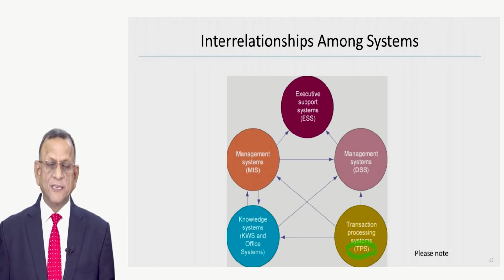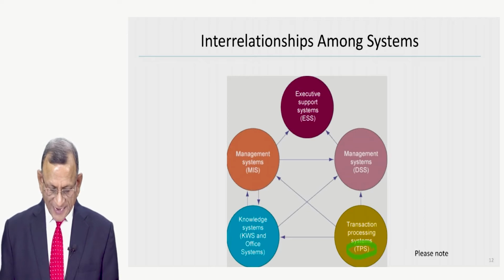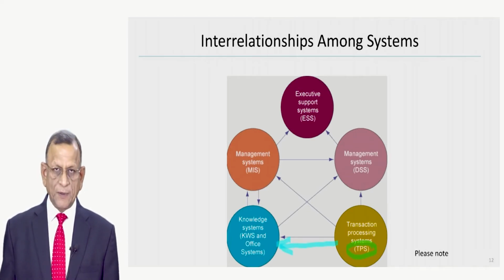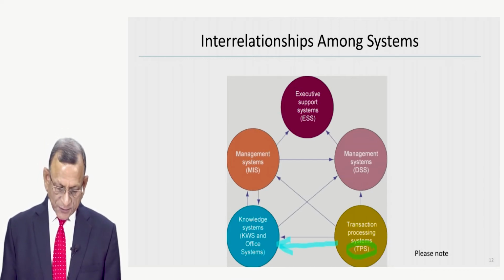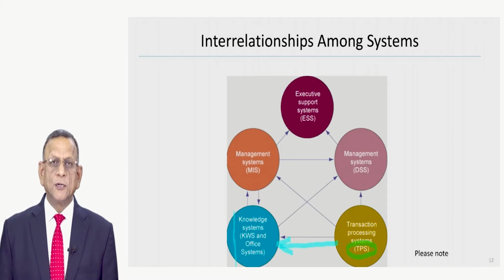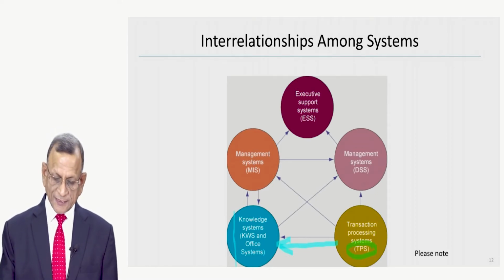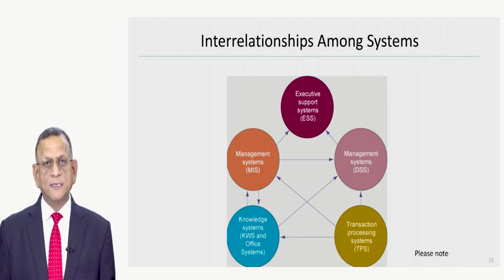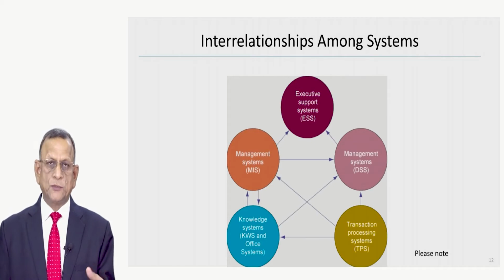After this transaction processing system, the data, I am assuming, will go to this level first, which is knowledge work systems, KWS, and office systems. Who is buying what? What are the current changes? What is the relevant thing which is happening in the market? Where should I concentrate? Knowledge work systems.